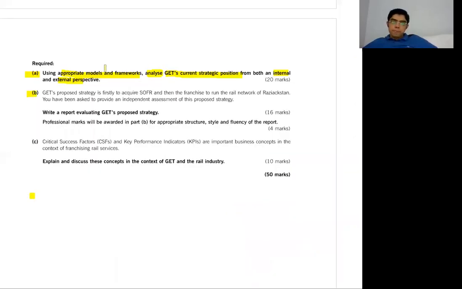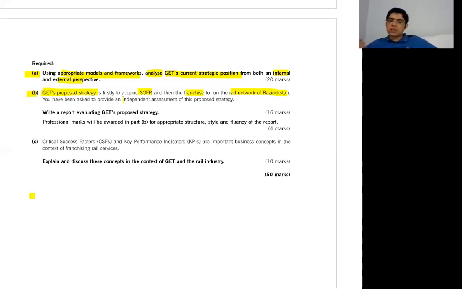So this is the first requirement. The second requirement is GET's proposed strategy. Now this itself gives you a hint that it's a question on choices, because there's a proposal: firstly to acquire SOFR, there's some acquisition, and then the franchise to run the rail network of Kazakhstan. You have been asked to provide an independent assessment of this proposed strategy.